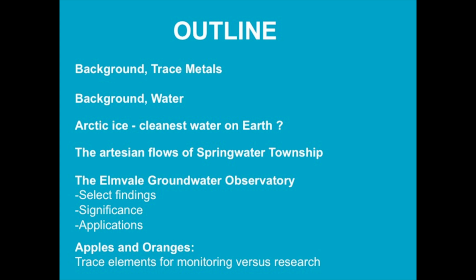I'll give you a little bit of background about trace metals and say a few words about water. Then I'll show you some of the results that we have from Arctic ice. We've measured trace metals in 15,000 years of ice from the Arctic, and I want to summarize that just to put the concentrations in perspective. And then the artesian flows of Springwater Township.